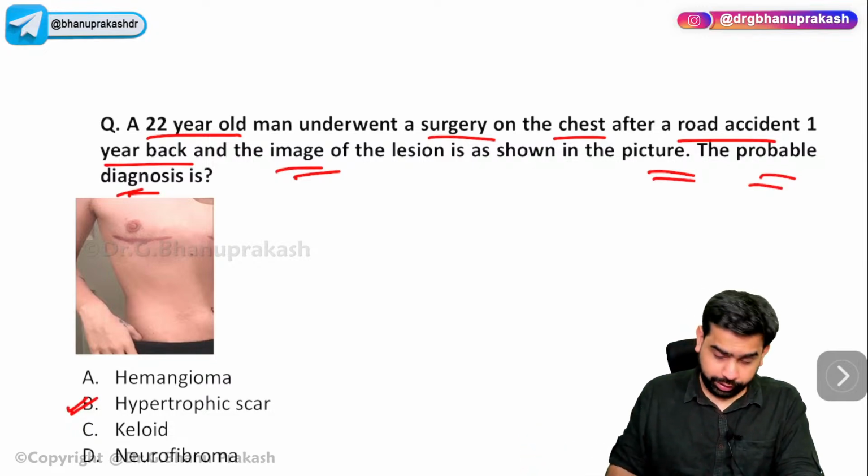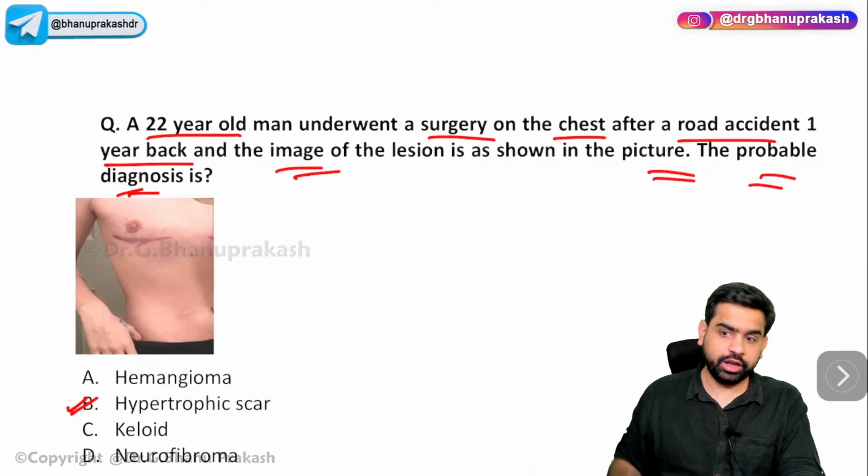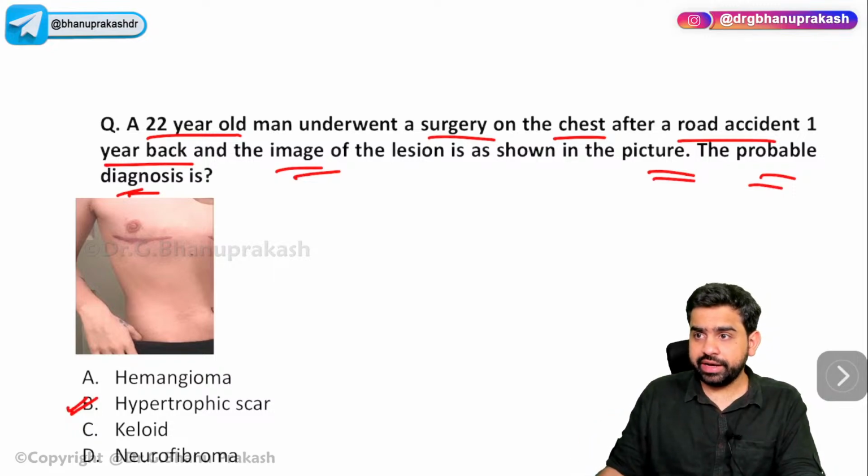Okay, so keloid will go beyond the margin of the scar, but over here, as you can see, it is maintained within the boundary of that particular scar. That is why this is a hypertrophic scar and this is not a keloid. Okay, I hope you have understood this particular point.